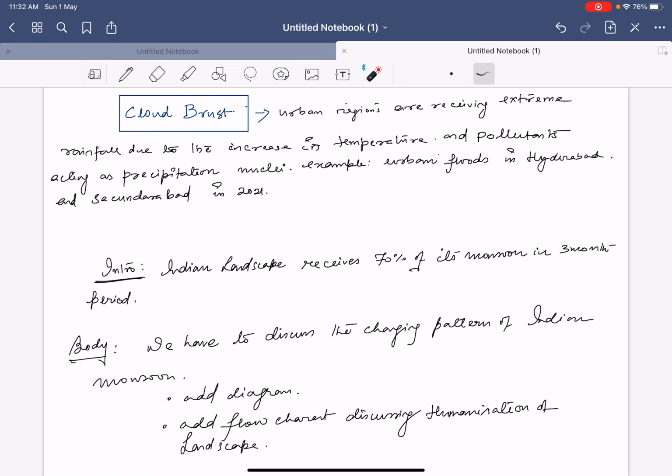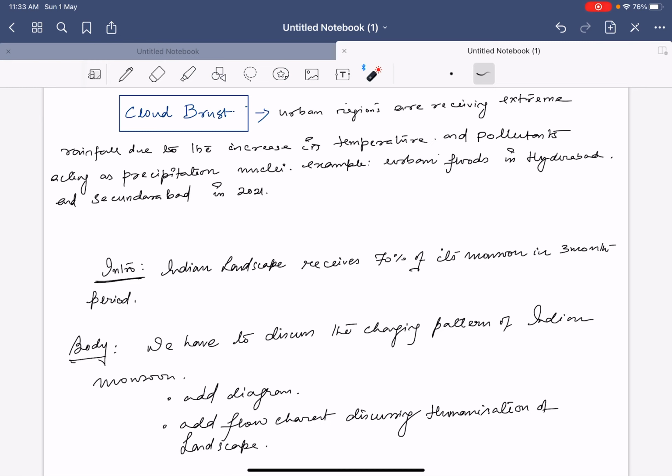In the intro, we can simply write that the Indian landscape receives 70% of its monsoon rainfall in a 3 month period. Body, we have to discuss the changing pattern of the Indian monsoon. We have to add a diagram, the diagram we have given, and add a flow chart discussing the humanization of landscape. See, in this question, it says that humanization of the landscape has led to the change in monsoon.